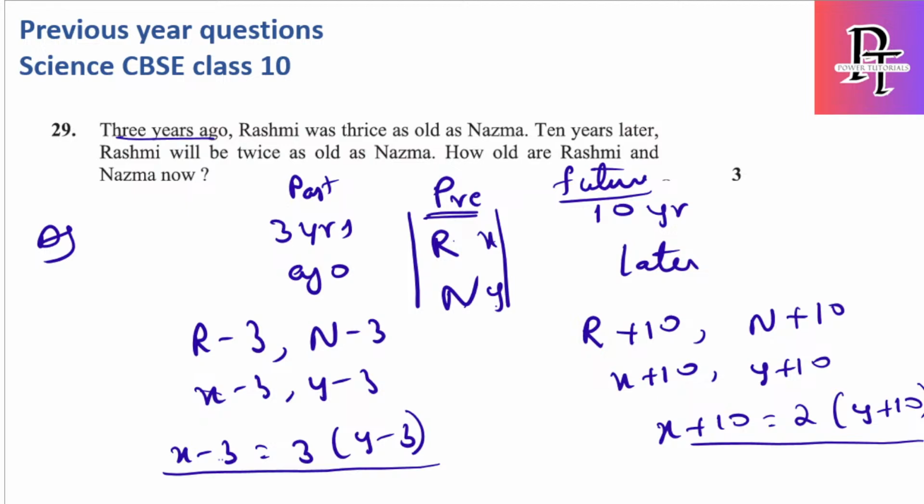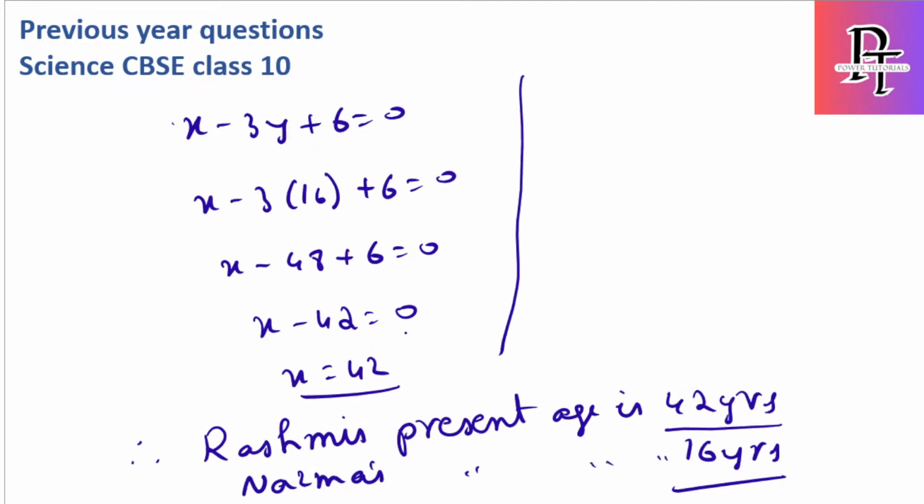3 years ago, Rashmi is thrice as old as Nazma. 3 years ago means 42 minus 3, which is 39. 16 minus 3 is 13. 39 is thrice of 13. It is correct. Next condition.